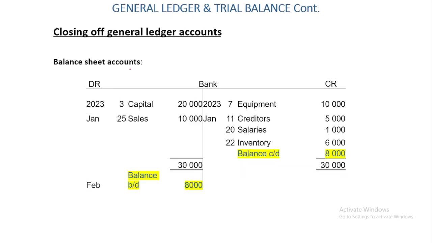So this is an example of a balance sheet account, which they give based on the bank account, to say that in January 2023, the following transactions occurred. On the 3rd, the owner deposited capital of 20,000. And then the second transaction that occurred during this month is on the 7th, where the owner bought equipment for the business of 10,000 using the money of the business.